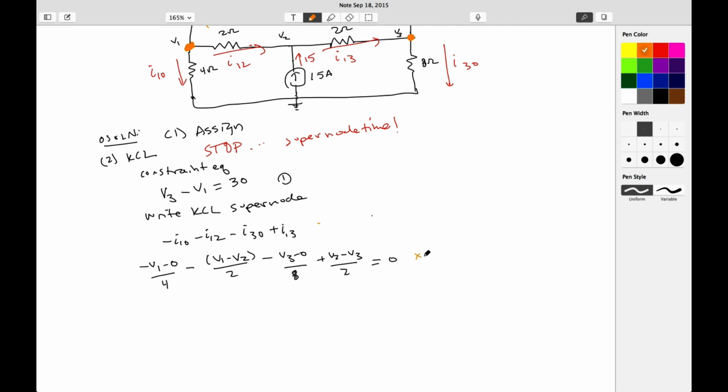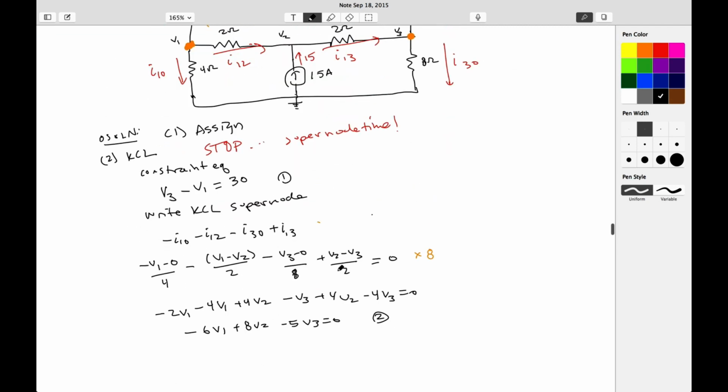And I would multiply through by 8. When I multiply through by 8, I get minus 2V1 minus 4V1 plus 4V2 minus V3 plus 4V2 minus 4V3 equals 0. Or to collect that, minus 6V1 plus 8V2 minus 5V3 equals 0. And this is equation 2.